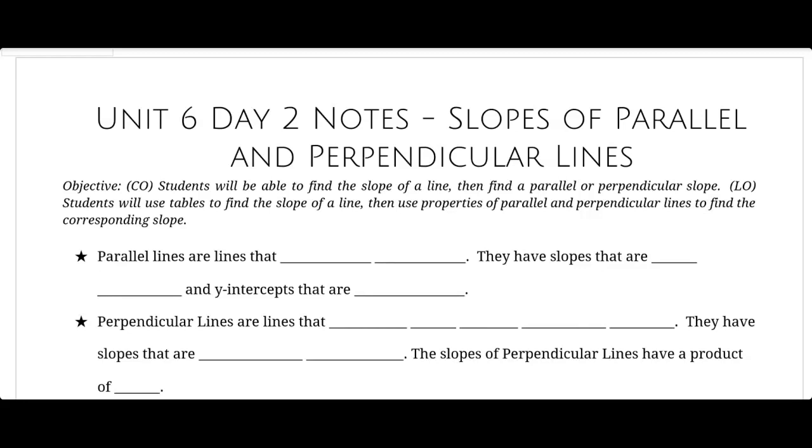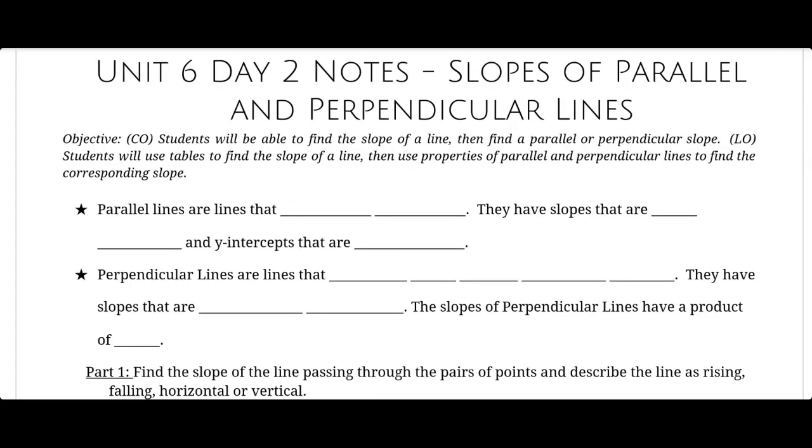So our objectives today are that students will be able to find the slope of a line, then find a parallel or perpendicular slope. Our language objectives are that students will use tables to find the slope of a line, then use properties of parallel and perpendicular lines to find the corresponding slope. So parallel lines are lines, if you recall, that never intersect.